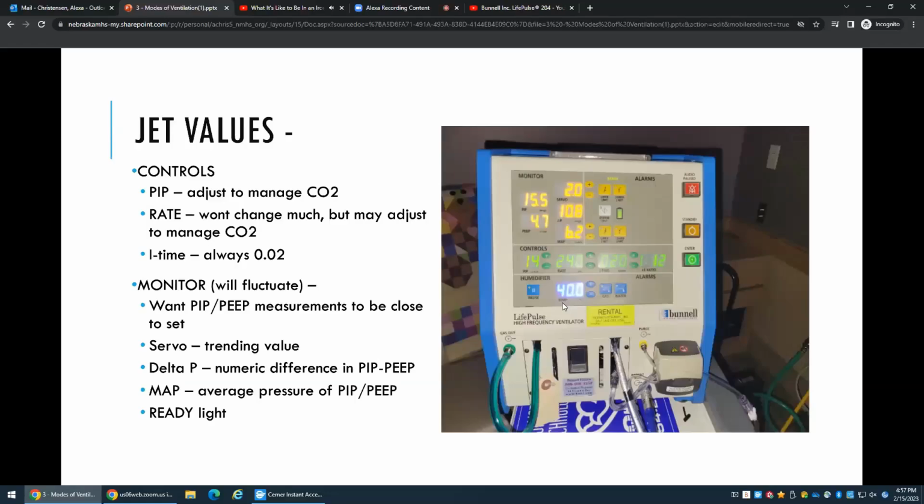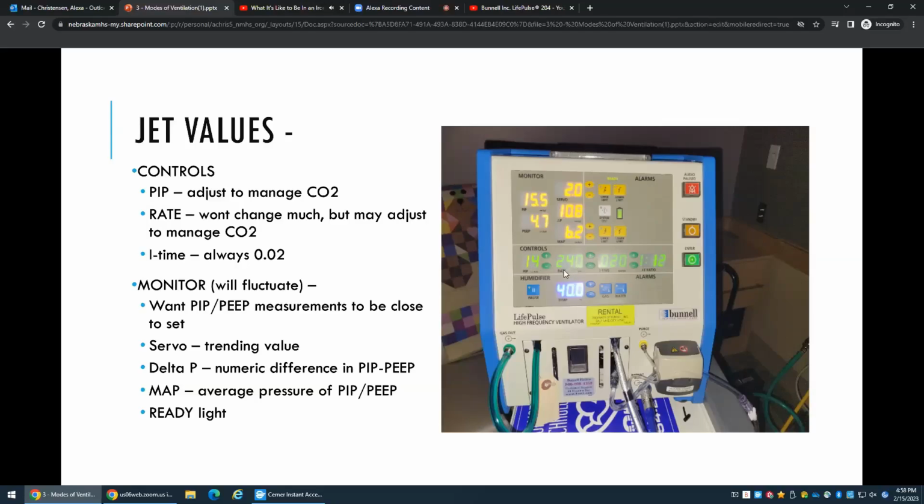Okay. The different values and what do they mean and how does the jet work and all the things. This middle section here, the green section, are the controls. This is where we're going to set our settings, and these first three numbers here, these will actually be orders. This is what your orders will say, is this section right here. So we're going to have a PIP. Remember, that's your peak inspiratory pressure. That's the size of the breath that the jet's going to give. The PIP is going to be what controls your CO2.